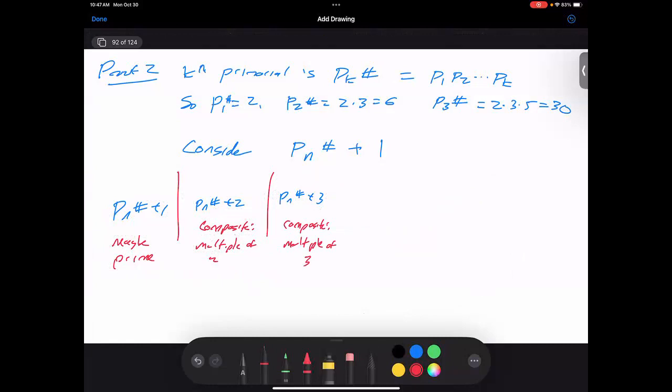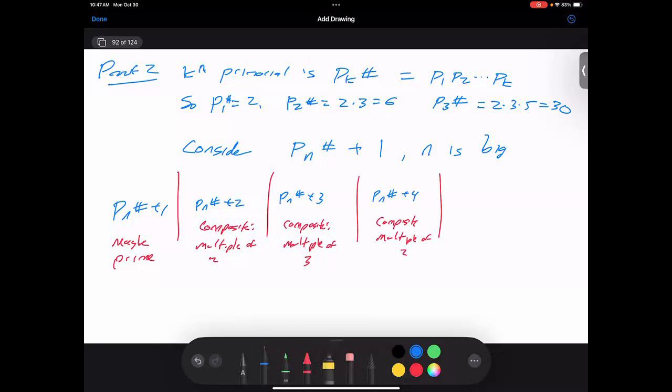It's p1 times p2 times p3 times up to p_n. You just take the p_n primorial. So here n is big, so 3 is going to be less than n. What about the next one? p_n primorial plus 4. So it's composite. It's a multiple of 2.